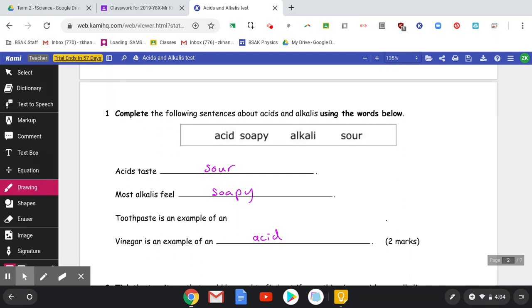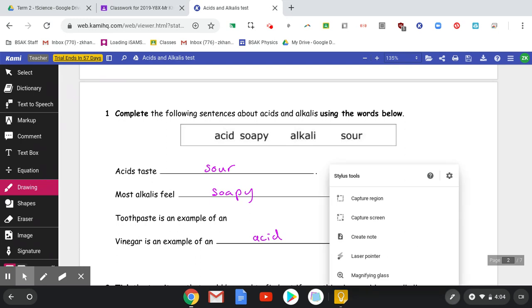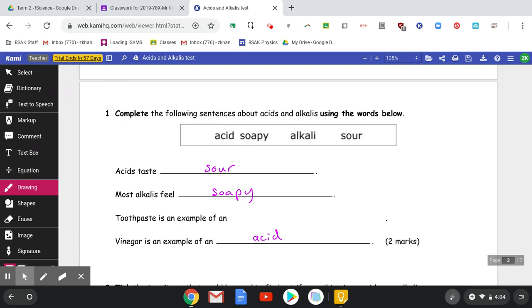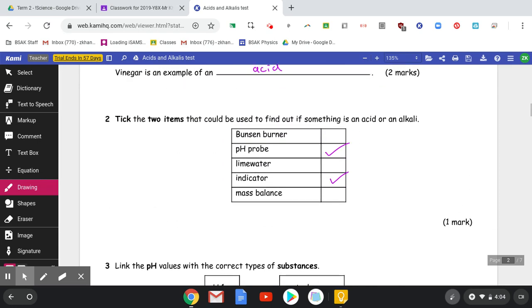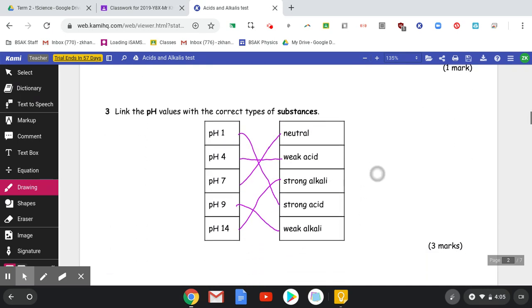Acids taste sour. Alkalis feel mostly soapy. Vinegar is an example of an acid. Moving on, a pH probe or universal indicator can be used to see whether something is an acid or an alkali. Question 3, pH 1 indicates a strong acid, pH 14 strong alkali, pH 7 neutral, pH 4 weak acid, and pH 9 weak alkali.